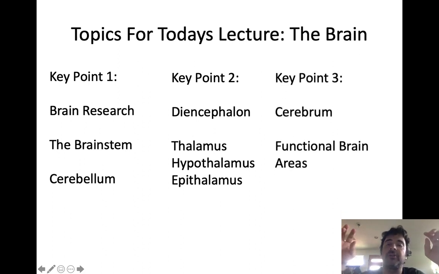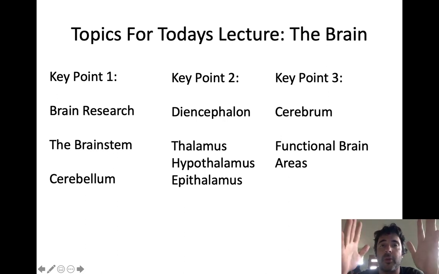We're going to cap off our discussion with the cerebrum. We're going to talk about functional areas of the brain, and then we're going to talk about subcortical gray matter, or gray matter within the cerebrum that isn't part of the cerebral cortex but serves some important functional roles. And that's what we're going to be doing today.